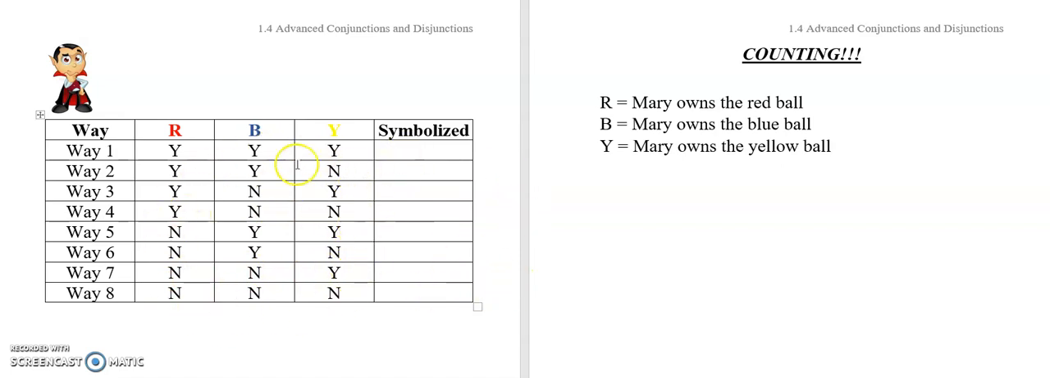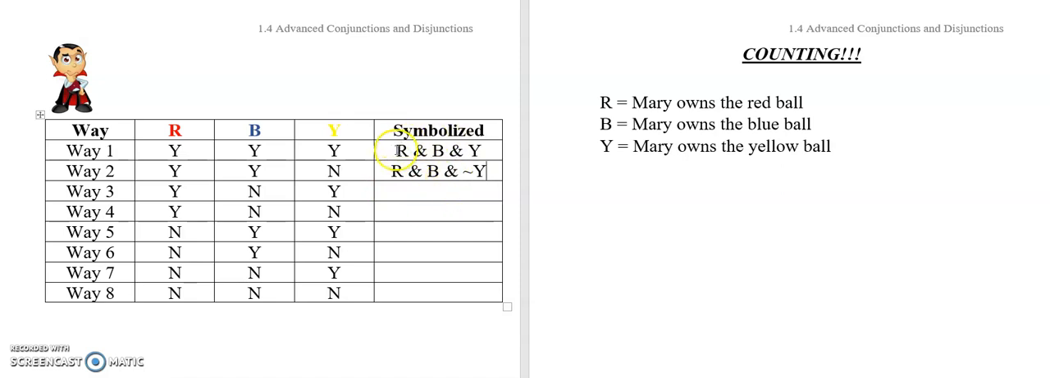Now, we can symbolize these sentences in a kind of interesting way. For example, the first one: she owns the red ball, and she owns the blue ball, and she owns the yellow ball, which we would symbolize this way, where this Y here is this one. So it would be red and blue and yellow. For way 2, we would have she owns the red ball and she owns the blue ball, and she does not own the yellow ball.